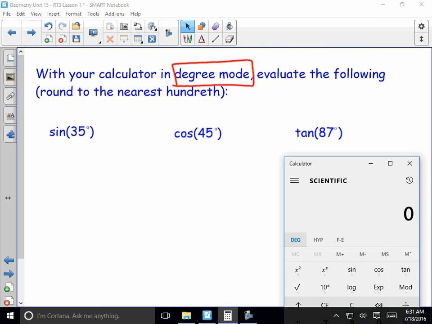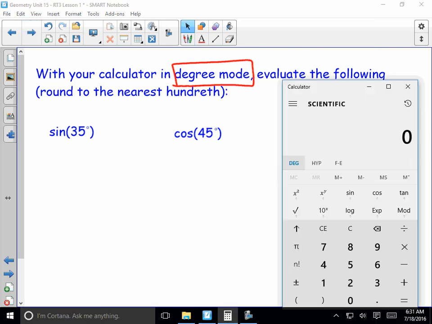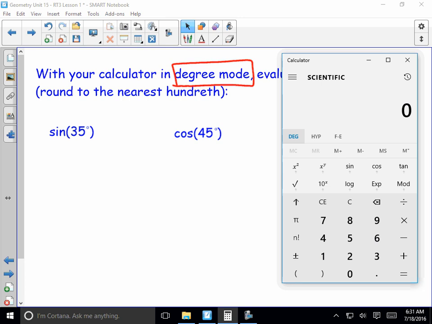We just have a basic scientific calculator here, but notice that there is this mode button. Calculators are normally set to radian mode, RAD. There is a gradient mode and then the degree mode. You have to make sure that your calculator is set to degree mode.